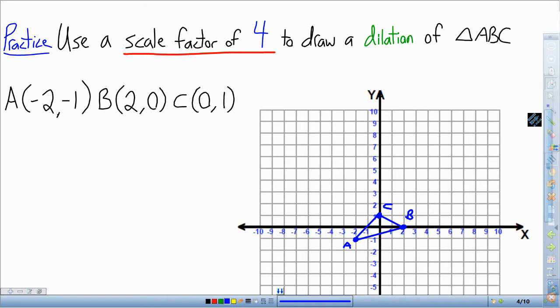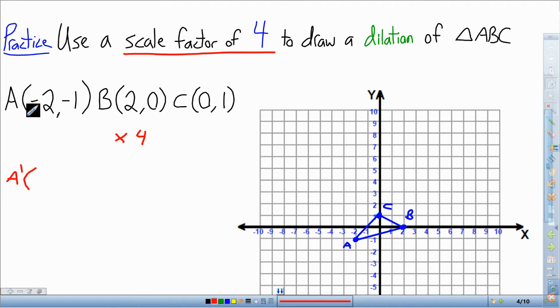Okay, here's the first thing I'm thinking. My scale factor is a number greater than 1. I am going to expect this thing to be an enlargement of my original shape here. So I'm going to be multiplying all of these by 4. So let me get these real quick.